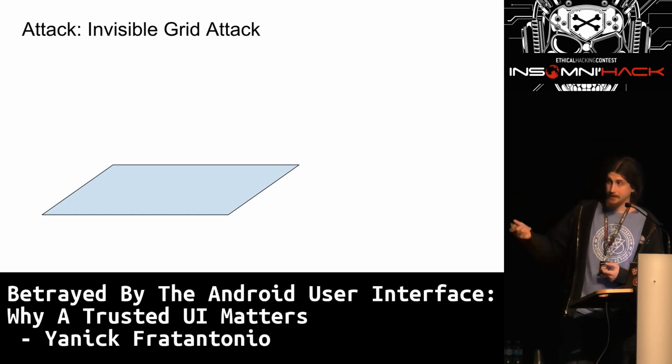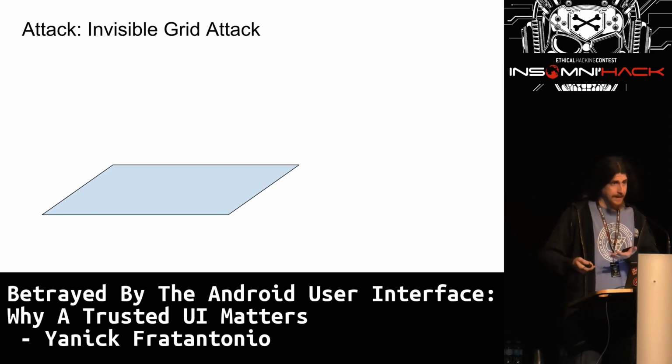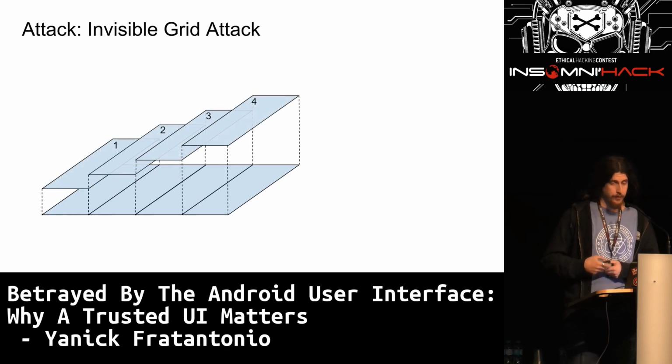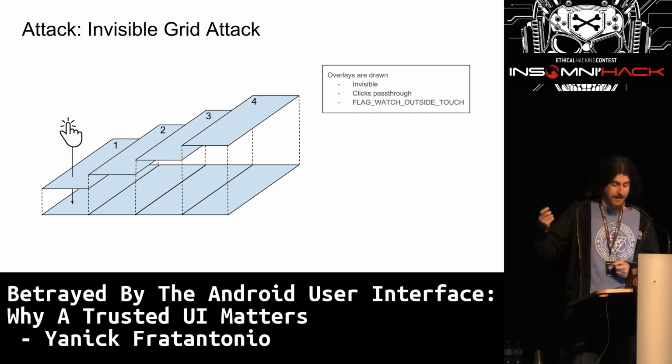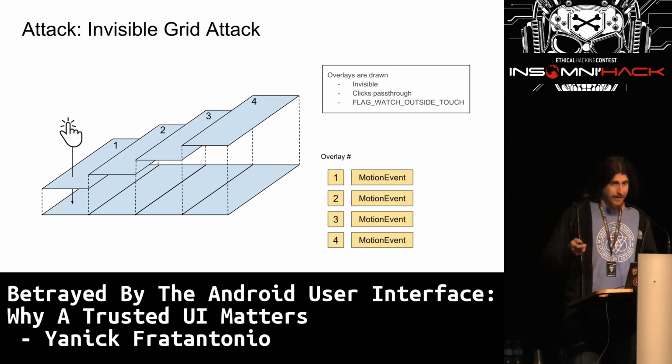The attack works like this. Imagine this is the phone laid down, and then conceptually the attacker will create a number of overlays organized in this way: 1, 2, 3, 4, one on top of each other. Okay? Good. Now, these overlays are created invisible, so once this attack is running, you don't see them. The clicks are passed through, so if you click on top of them, everything works as expected because the click reaches what's on the bottom. And we use this flag, watch outside touch, that I mentioned before, which means that when the user clicks somewhere, since the click doesn't reach the malicious app, it reaches the victim app on the bottom.